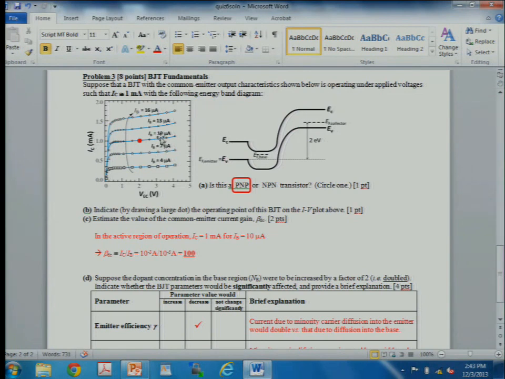And then on that curve, you can see the base current is 10 microamps, and the collector current is 1 milliamp. So you just take the ratio, and it's 100.